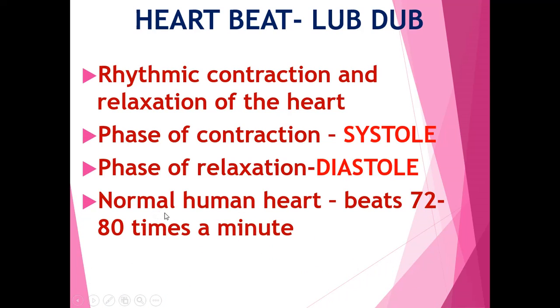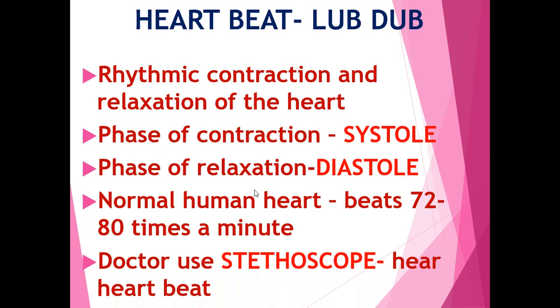A normal human heart, while resting, beats about 72 to 80 times a minute. That is, when we are taking rest, our heartbeat rate will be about 72 to 80 times a minute, and during heavy exercise or during physical work the heartbeat goes up, that means it will increase.